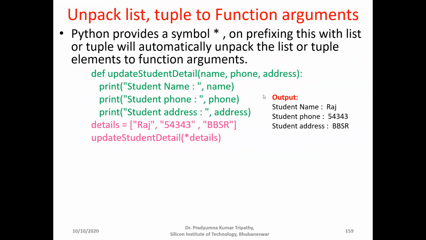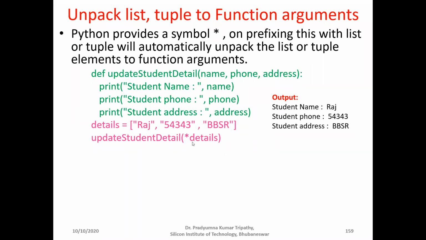Similarly, we have a Python symbol, star. We have already discussed this. The star symbol is provided by Python. It represents all, that means it takes a variable length of arguments. So star represents variable length of arguments. Just see here, for details I have taken this example.